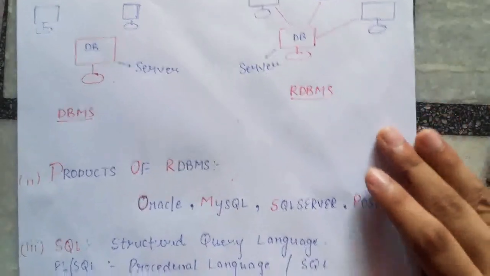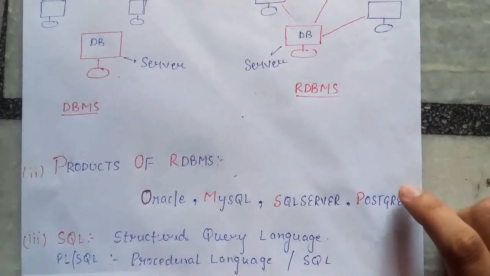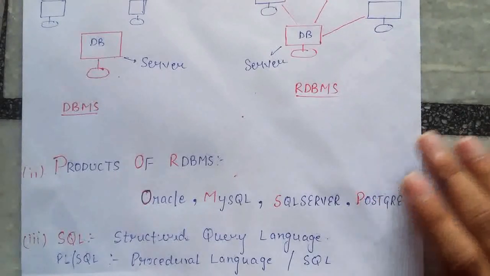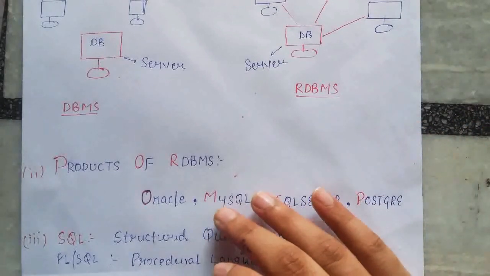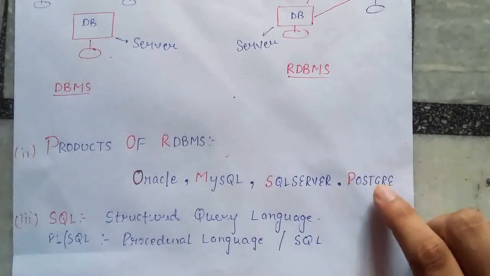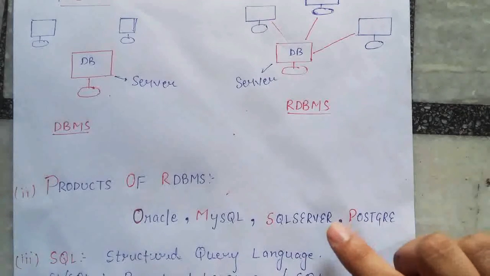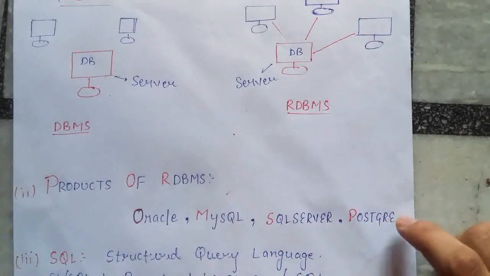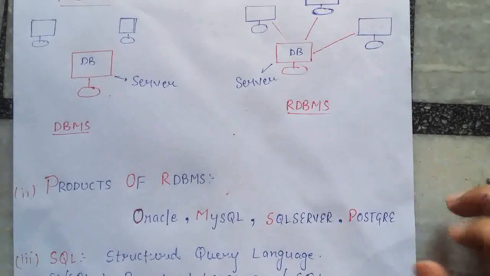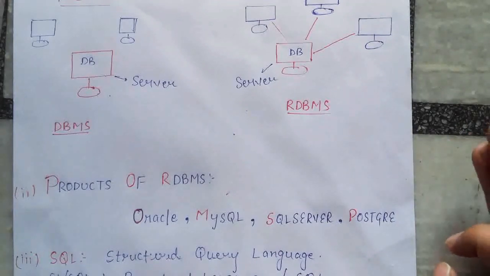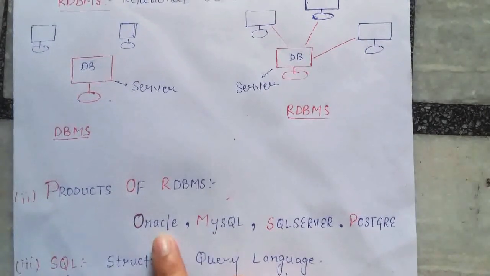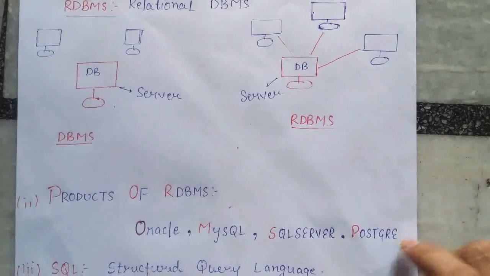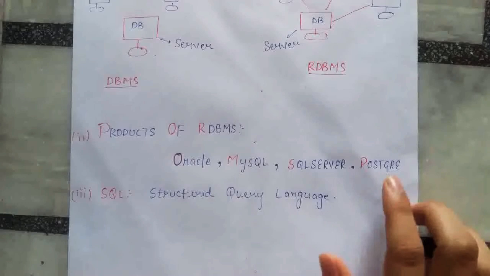Now after this, the next topic is the products of RDBMS. We know what a product of RDBMS is: all the software that supports this client-server architecture, that means that supports the relational database management system. There are various products of RDBMS. I have mentioned only four, that is Oracle, MySQL Server, SQL Server and Postgre. These are the most popular ones. Although besides these four, there are also more products of RDBMS, these four are the most popular ones, and Oracle is the one that we are going to study in our video series. Okay, so these are the products of relational database management systems.